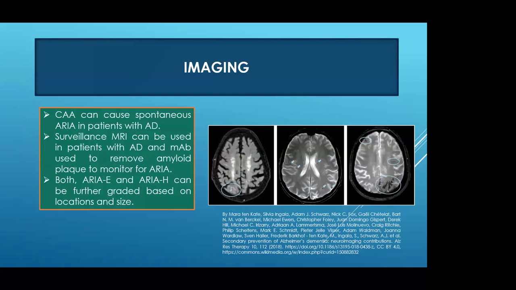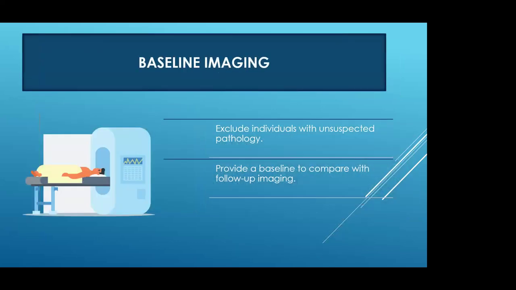We already know that cerebral amyloid angiopathy can cause spontaneous ARIA in patients with Alzheimer's. We know that surveillance MRIs can be used in patients with Alzheimer's disease undergoing treatment with monoclonal antibodies to remove the amyloid plaque. And we already heard about the two different types of ARIA, ARIA-E and ARIA-H.